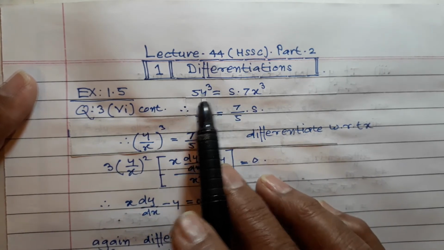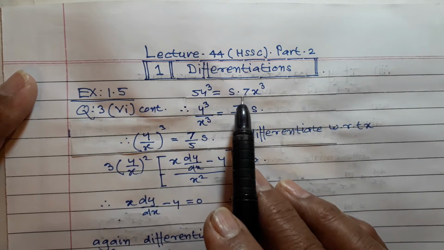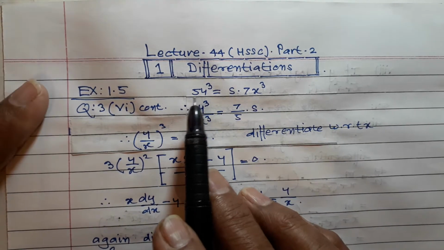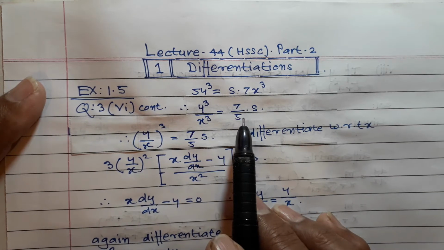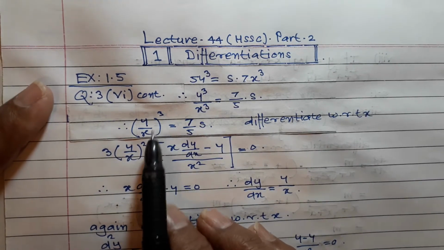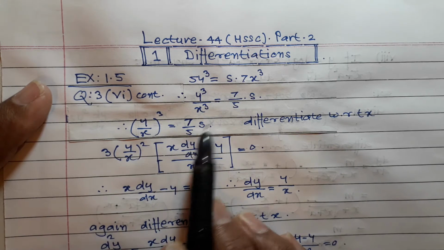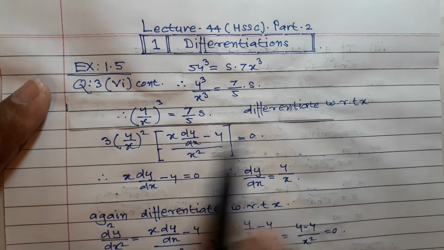So, 5y cube is equal to s into 7x cube. Therefore, y cube upon x cube is equal to 7 upon 5s. So, y upon x cube is equal to 7 upon 5s. Differentiate with respect to x.